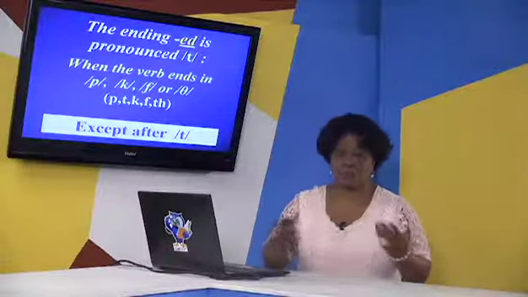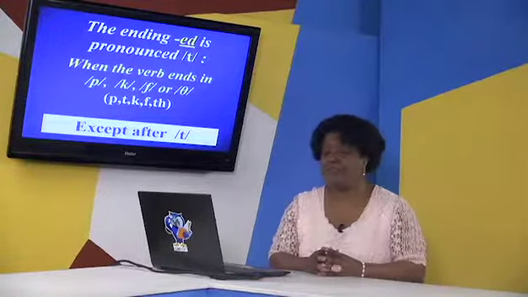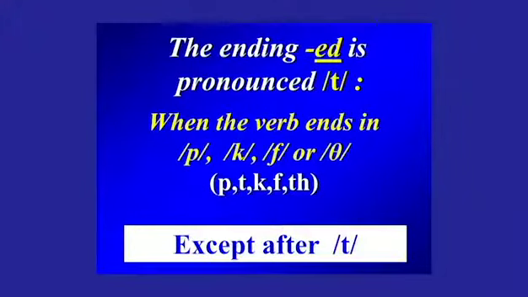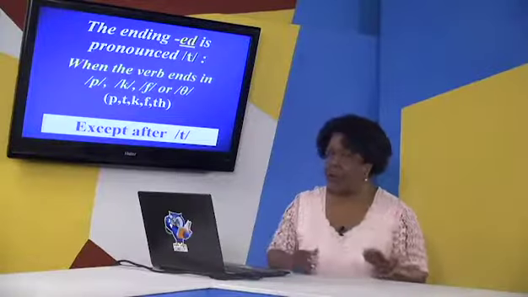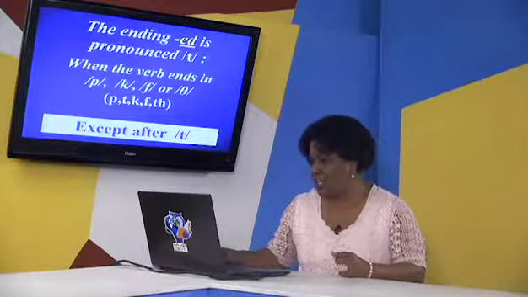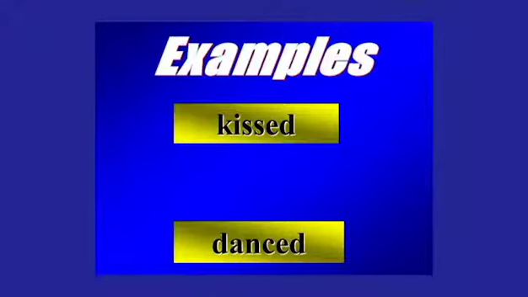Okay, so let's summarize this part. The ending ed is pronounced t when the verb ends in p, k, f, or s, except after t, right? As I said before, afterwards I will give you the examples with T or D. The examples here are kissed and danced, as you can notice here. Kissed and danced.